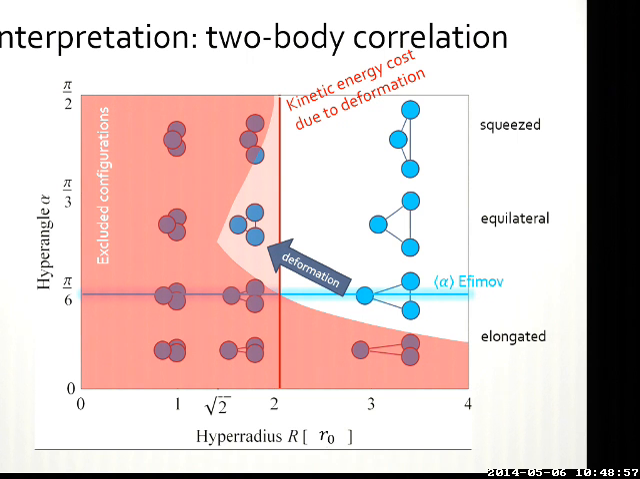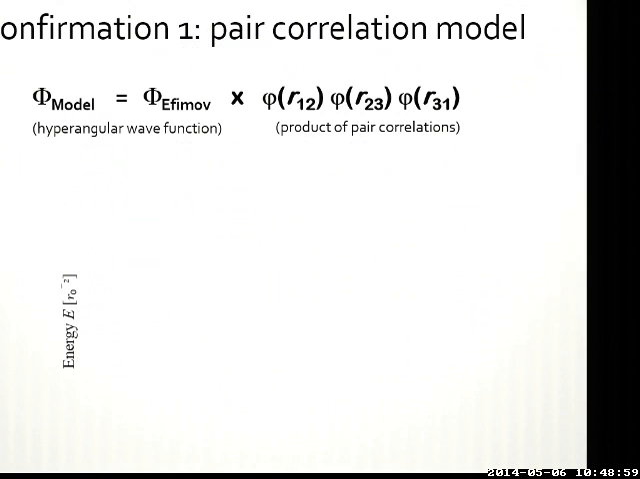So the first thing we came up with is a simple idea. Clearly what's missing in the zero-range theory is this exclusion by two-body correlation. So let's consider a simple model, where we construct a hyperangular wave function which is the hyperangular wave function in the zero-range theory, multiplied by a product of pair correlations, which creates some exclusion between particles.